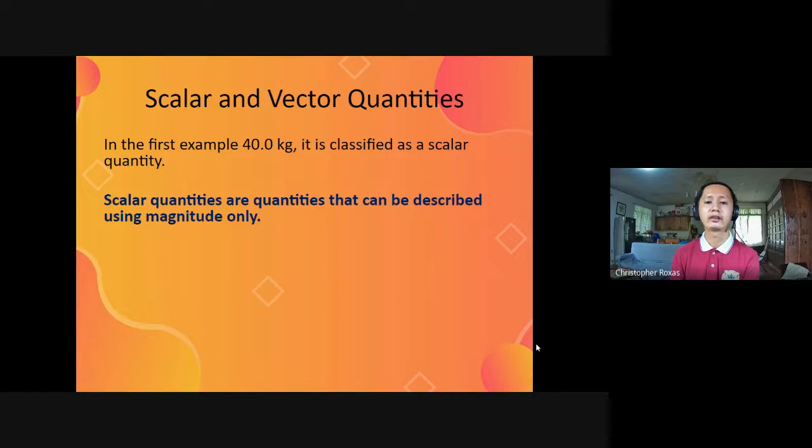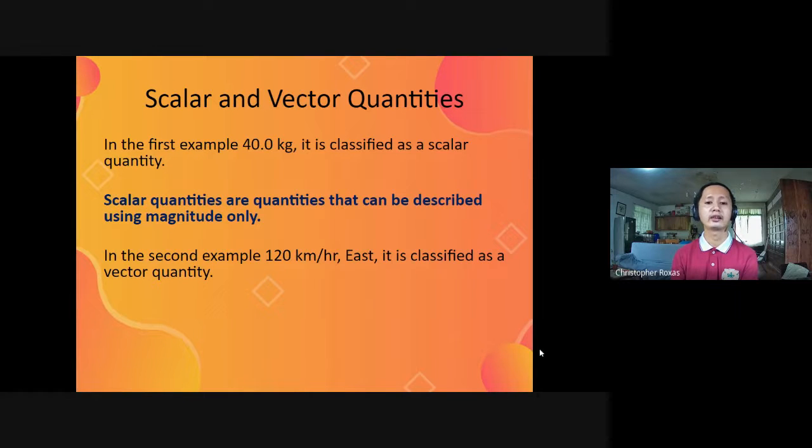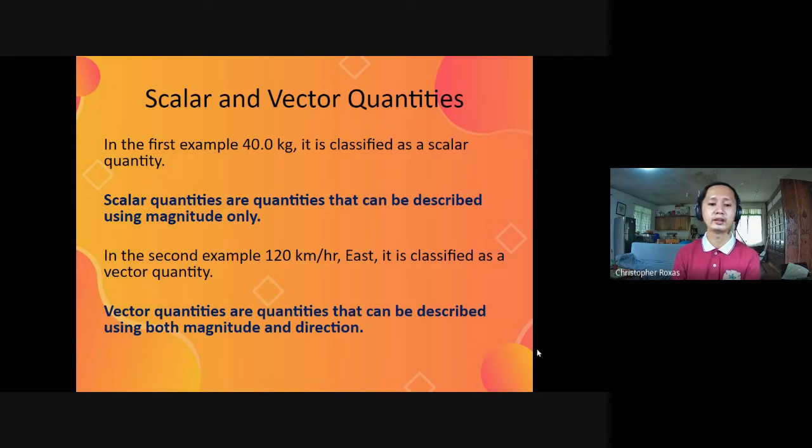So in the example of 40.0 kilogram, it is classified as a scalar quantity. Scalar quantities are quantities that can be described using magnitude only. In the second example, 120 kilometer per hour east, it is classified as a vector quantity. Vector quantities are quantities that can be described using both magnitude and direction.